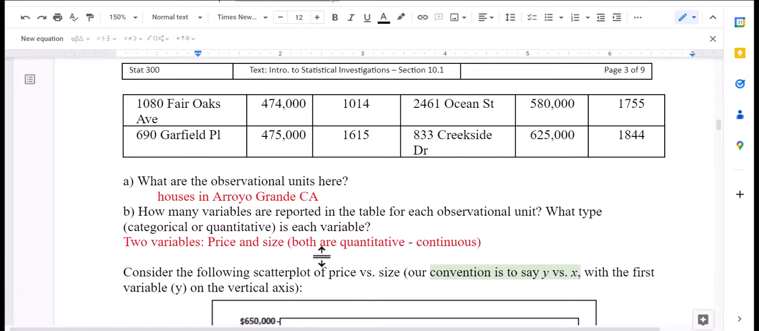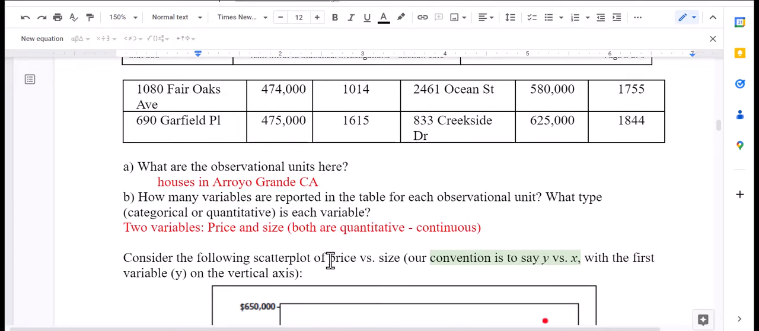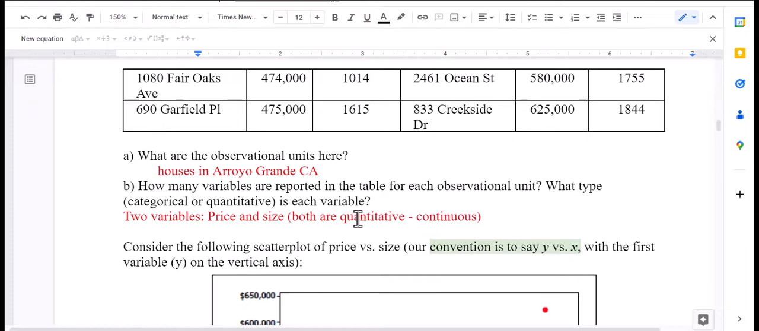How many variables are reported in the table? There were two variables. We had the price and the size of the house. So both quantitative and both continuous, right? When we talked about quantitative variables back in chapter 1, we talked about continuous or discrete. Discrete are the ones, for example, like the number of children that a family has. That's discrete because you can have 4, 8, 1, 2, but you can't have the values in between. You can't have 4.333 children. So that would be an example of discrete versus continuous.